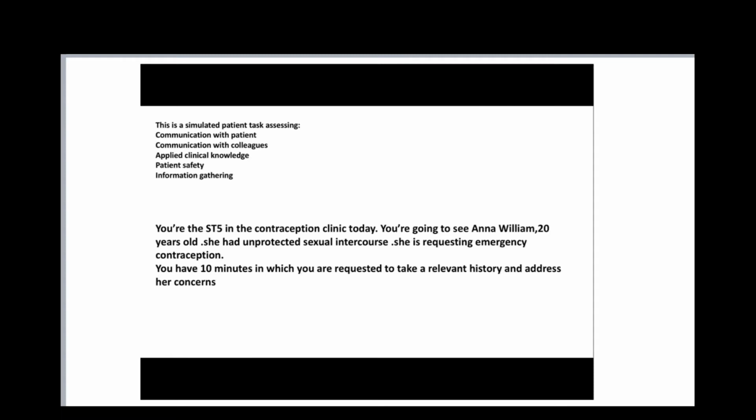Then you offer her examination. You need to examine her vital signs. You need to examine her BMI. You need to examine her uterus by manual examination. Take some swabs from down below to check for infection. And then you counsel her about the options.